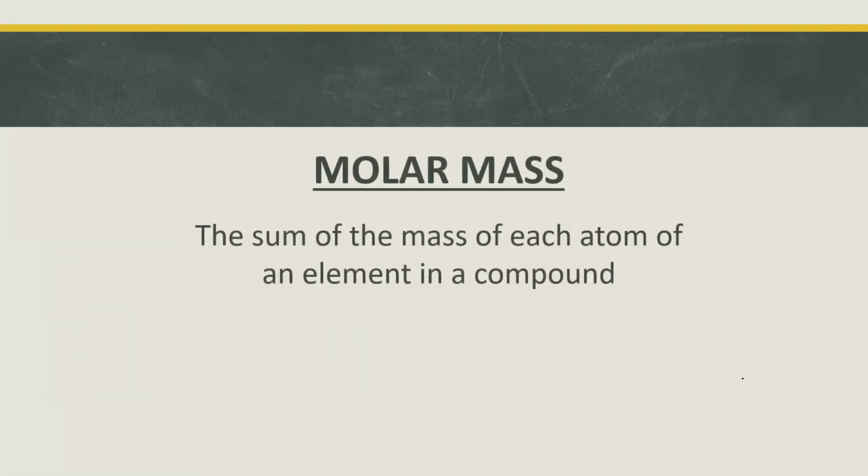All right, so what is molar mass then? Molar mass is the sum of the mass of each atom of an element within a compound. So you first have to know how many atoms of each element are present. You have to know the atomic mass from your periodic table, and then you find the sum. And the unit for molar mass is grams over moles written out, or you can abbreviate g/mol.